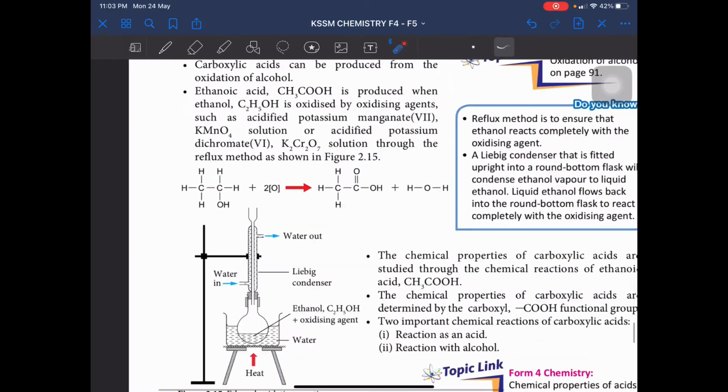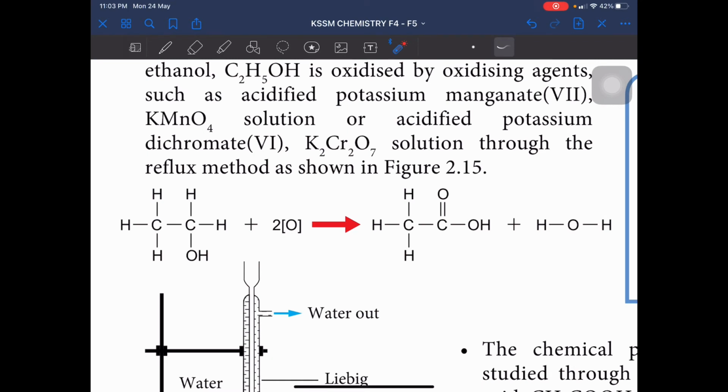So, let's look at the chemical equation first. This is the structural formula. If you see like this, this is alcohol. You understand already, right? If it is an alcohol, it has the functional group OH. So, this is known as ethanol. Why? Because there is 1C, 2C. Methanol, ethanol. Plus 2O.